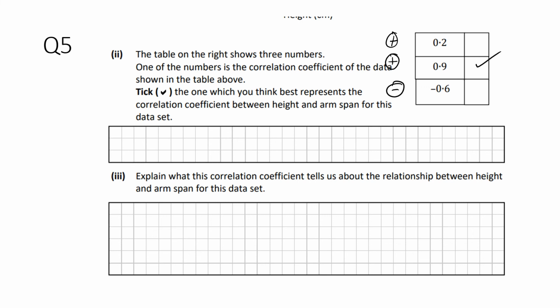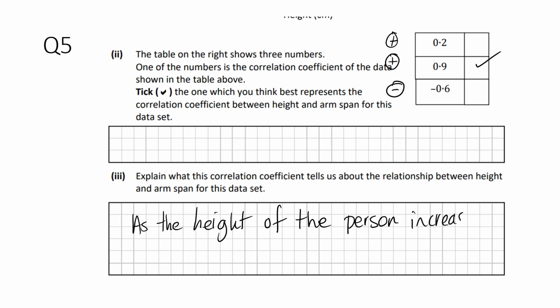Explain what this correlation coefficient tells us about the relationship between height and arm span. As the height of the person increases, so does their arm span, which makes sense. So 5 marks for the table and then 5 marks for the explanation.